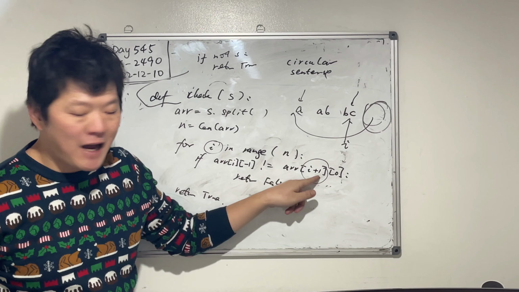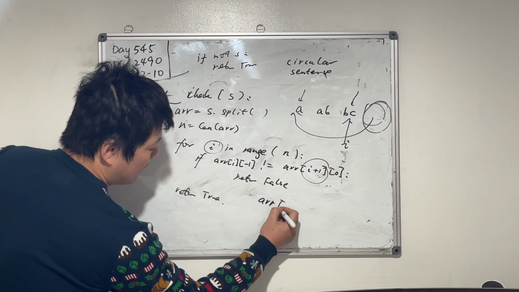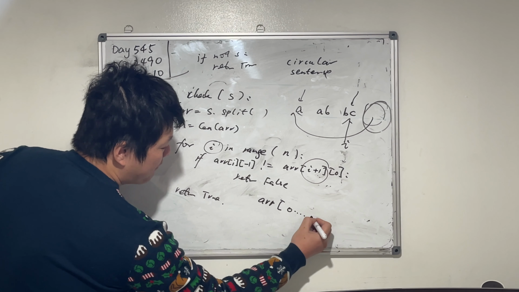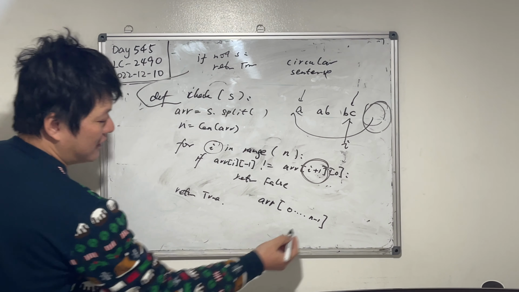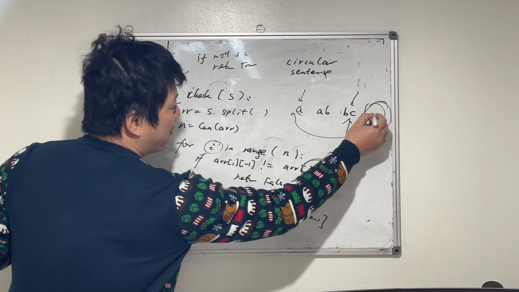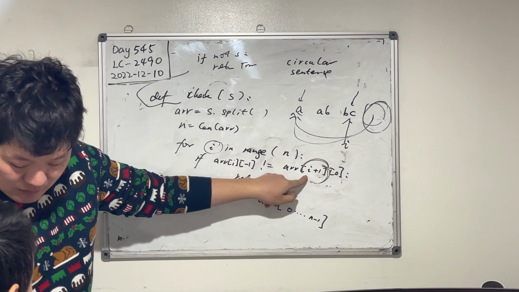Otherwise, array[i + 1] will be out of index. The index of arr is only valid from 0 to n minus 1, right? But you're telling me i + 1 is out of index. It should be pointing back to the first word, right? So how do we fix this? Does it have to do that?